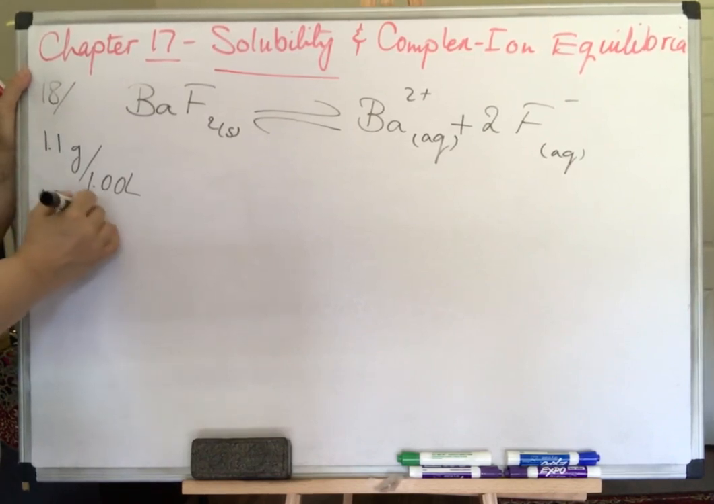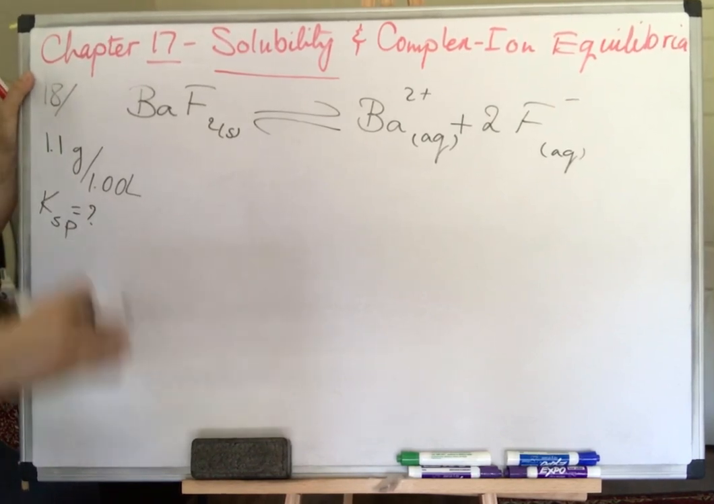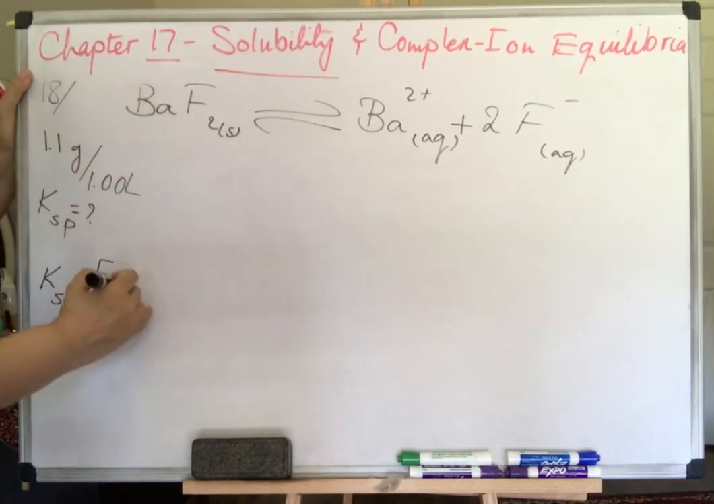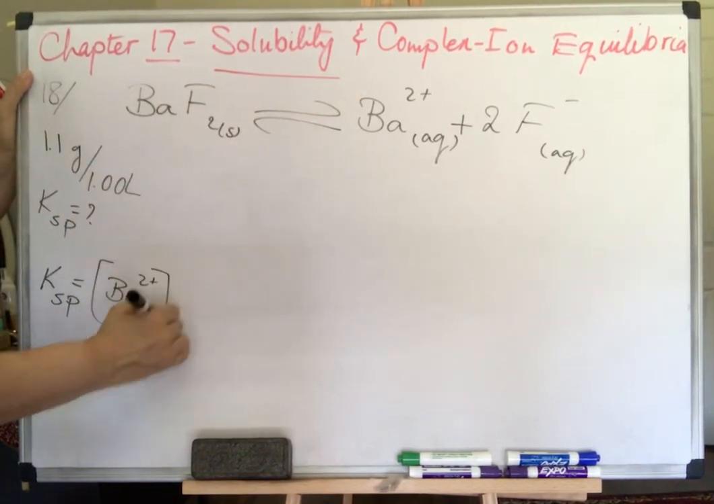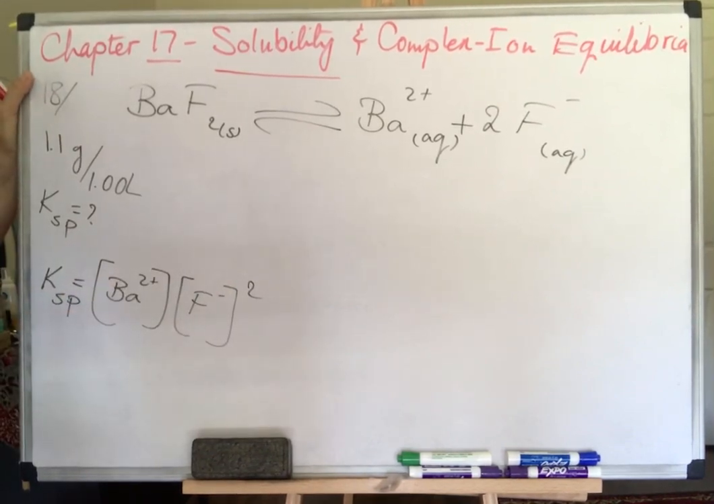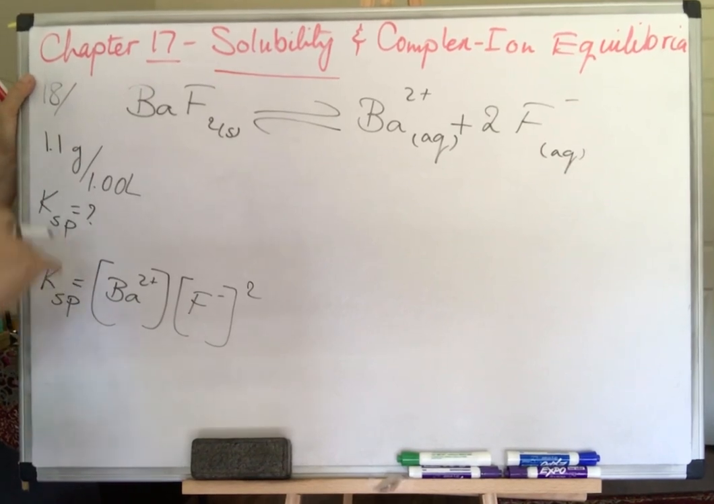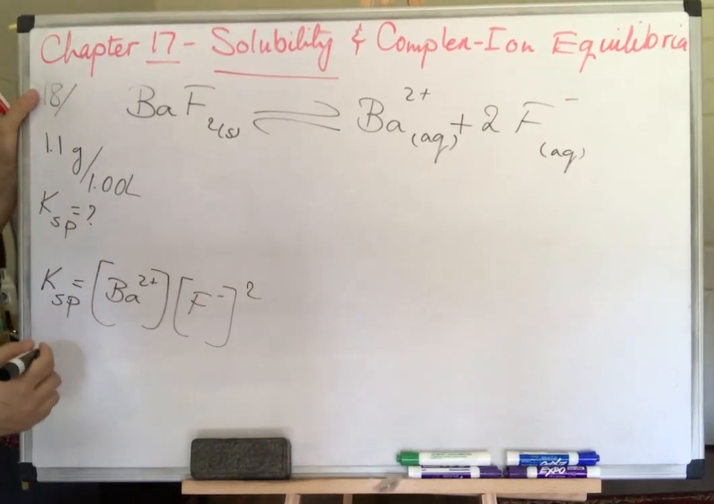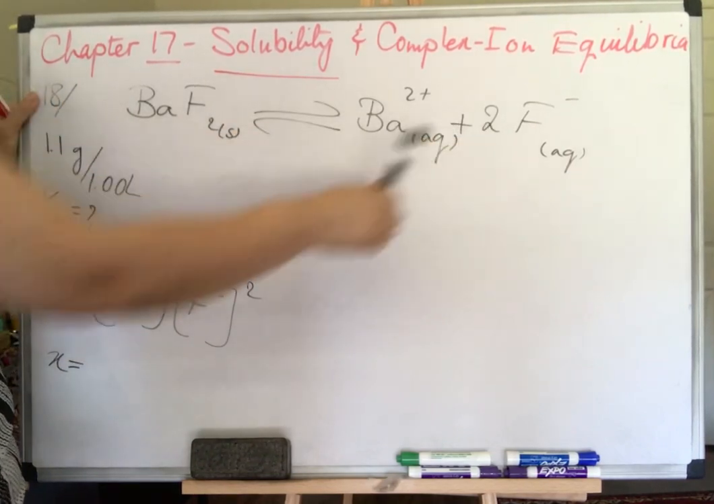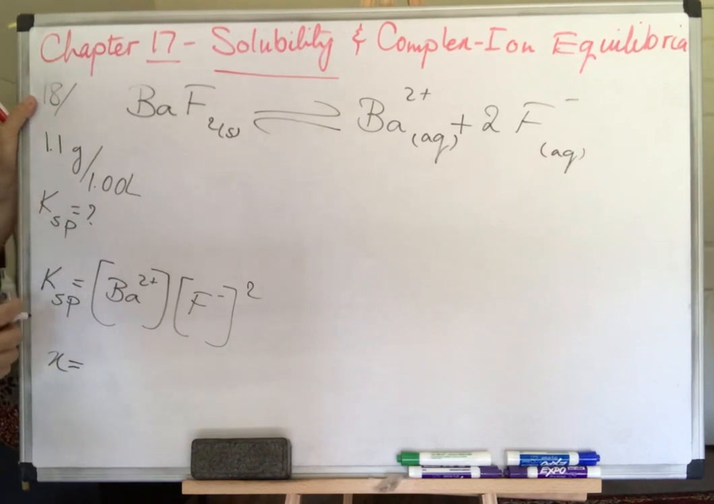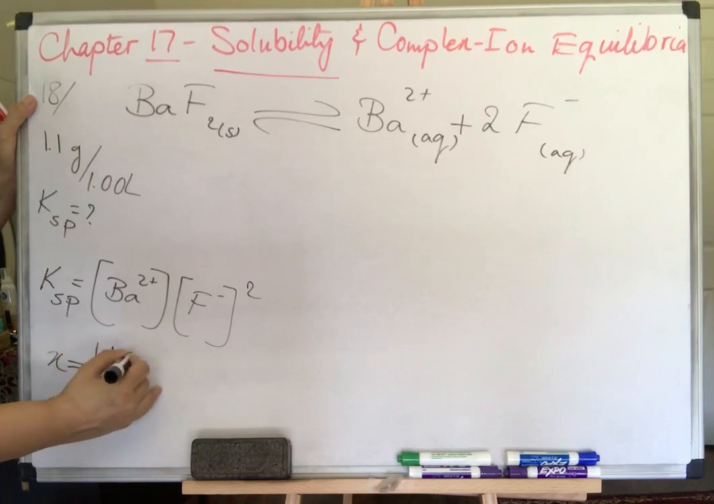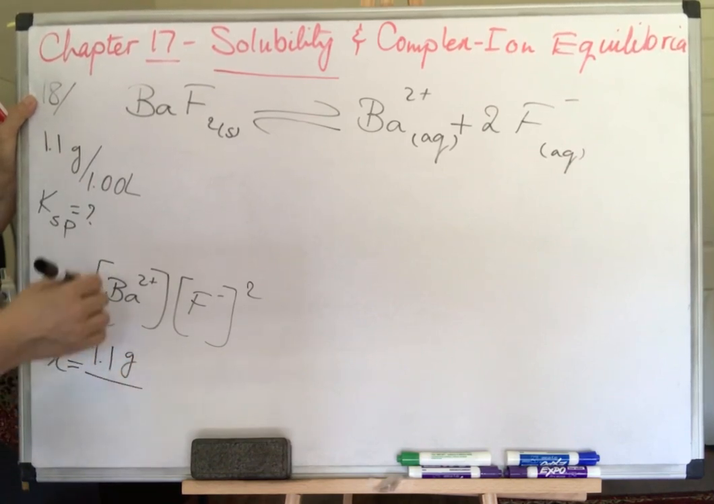It's very similar to the other question you had. KSP, according to this equation, is written as concentration of Ba times concentration of fluorine squared. So first, let's find the molar concentrations. It would be a little bit different because of this coefficient 2. It's going to be different from the previous one. That's why you have to put them in the ICE table. But first, let's find the solubility in moles per liter.